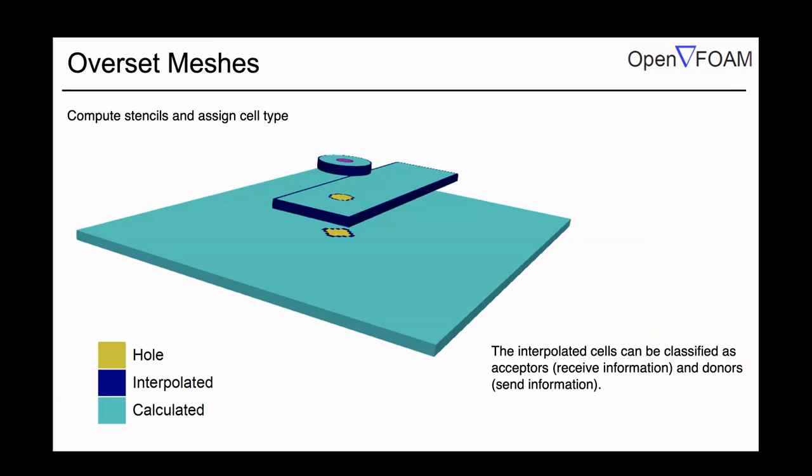Now the next information is where interpolation will occur. There will be two different types of cells. One would be called the donor cells, another would be called the acceptor cells. That means it is important for the code to understand from which cell to which cell the interpolation will propagate. So the interpolated cells can be classified as acceptors which receive information and donors which send information.